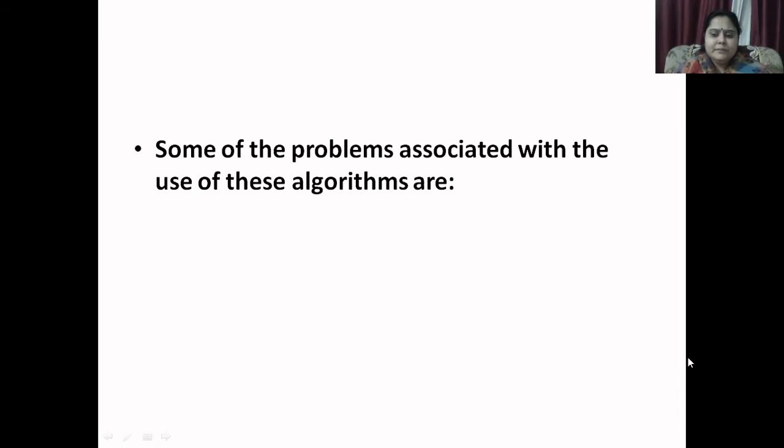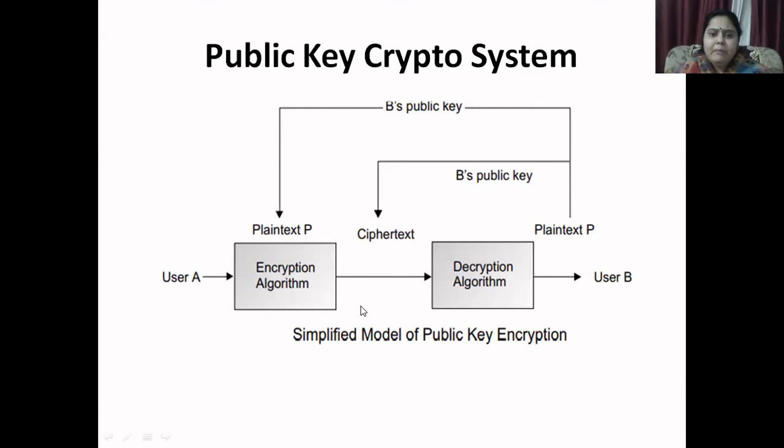Next, public key crypto systems. In public key crypto systems, there is user A and user B, and user A wants to send data to user B. So user A will take the plain text and, with the encryption algorithm, convert it to ciphertext, and at the same time the public key is shared with user B. Then the ciphertext is decrypted by user B with the decryption algorithm, using the key which is sent by user A.